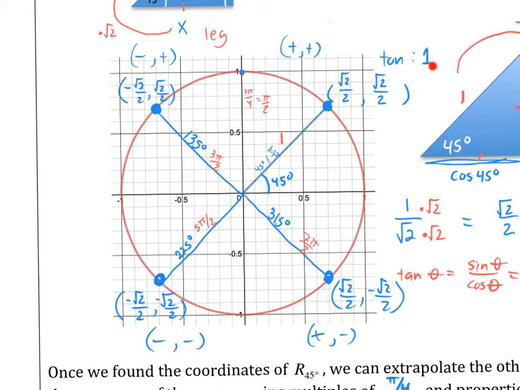How is the tangent going to change? Go ahead and talk real quick. What are we going to write for tangents in each one of those?